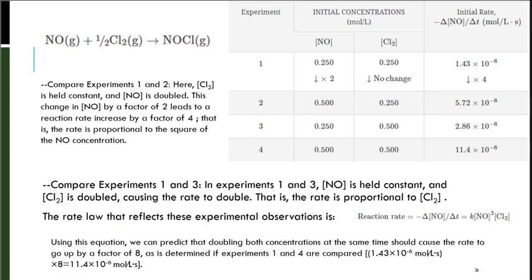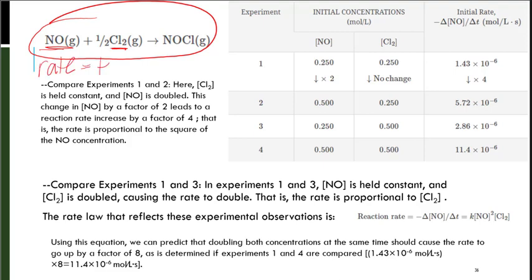Let's look at this reaction here. I have NO reacting with chlorine to give me NOCl. We know that we can write our rate law by saying that rate is equal to k times the concentration of NO, we don't know what that exponent is, times the concentration of Cl2, we don't know what that exponent is. But now over here to the right, we've got experimental data.